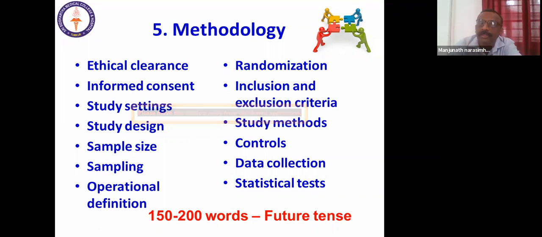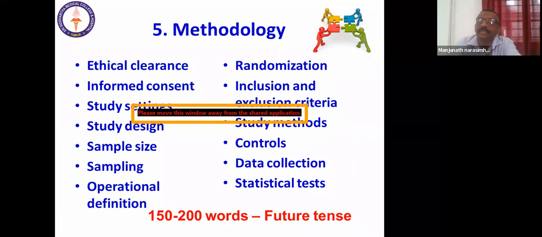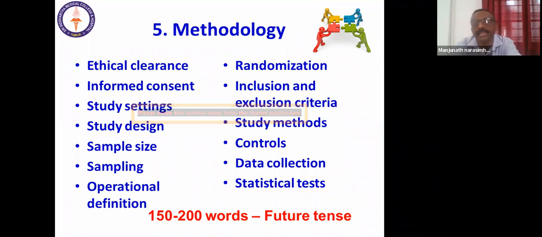When you write all these things, you can see that the word count given is 150 to 200 words. Many times there is repetition of words: conducted at a particular hospital involving this, fulfilling inclusion criteria. So be as specific as possible so that, with the word count, all the components are there in the methodology. And whenever you are writing the methodology, because many times PG students copy from others and try to write in the same way, it should always be in the future tense.